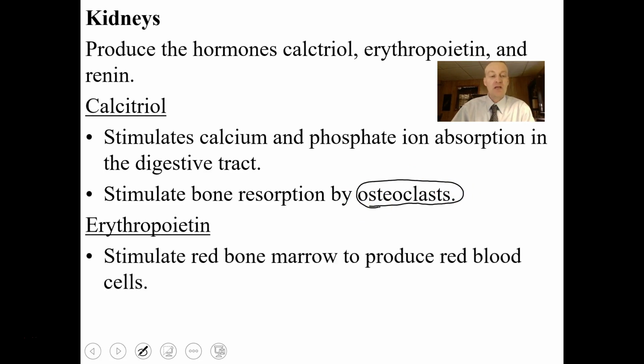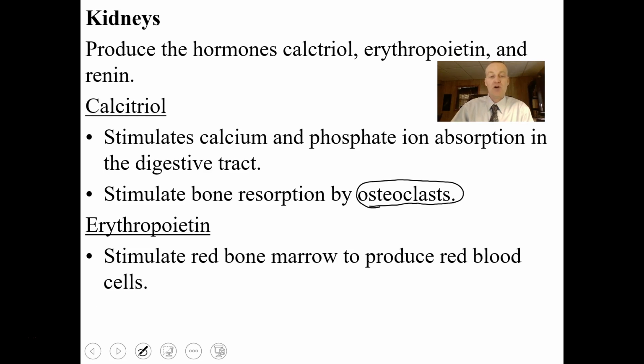Erythropoietin is a hormone also created by the kidneys. It stimulates the red bone marrow to produce red blood cells. So if you have low oxygen content in your bloodstream, the kidneys can sense that and then create erythropoietin to increase your red blood cell production.